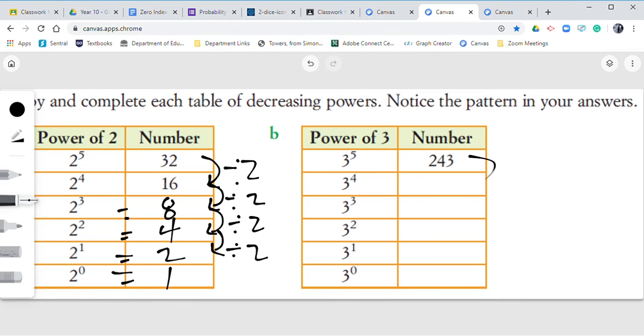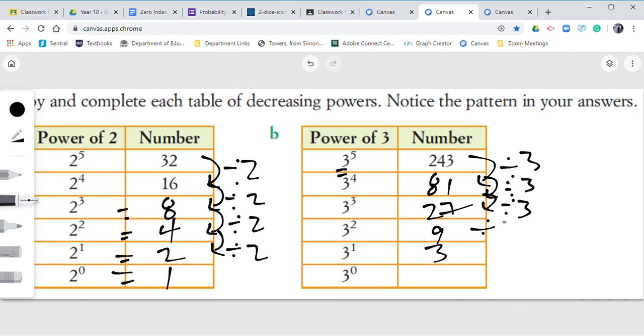Same idea, but I'm going to divide by 3 each time. If I did 3 to the power of 4, I'm just typing in my calculator really quick, I'd get 81. 3 to the power of 3 is 27. 3 to the power of 2 is 9. 3 to the power of 1 is 3, and this time I'm dividing by the base each time. So each time I'm stepping down, what's 3 divided by 3? It's 1. So any number to the power of 0 is 1.